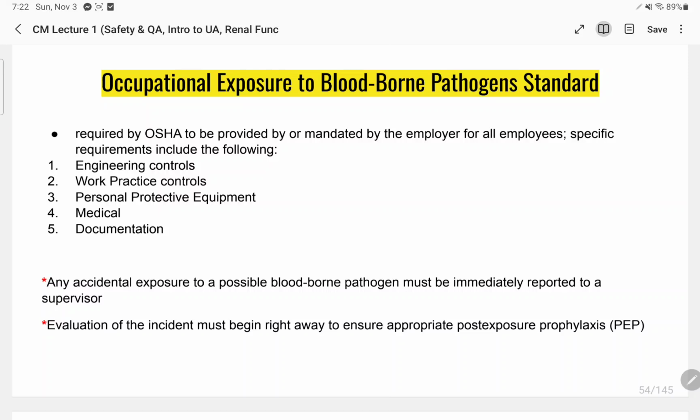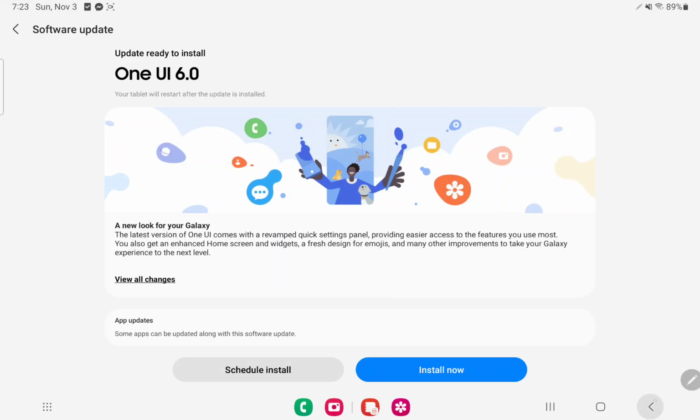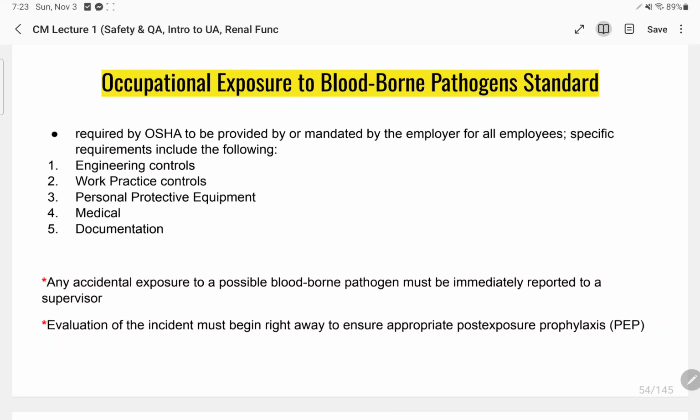So you cannot say, I got pricked, I got cut, and just not tell anyone. No. If you get pricked, you should report it to your medic on duty or supervisor on duty. Evaluation of the incident must begin right away to ensure that post-exposure prophylaxis will be given to the person exposed to the bloodborne pathogen.